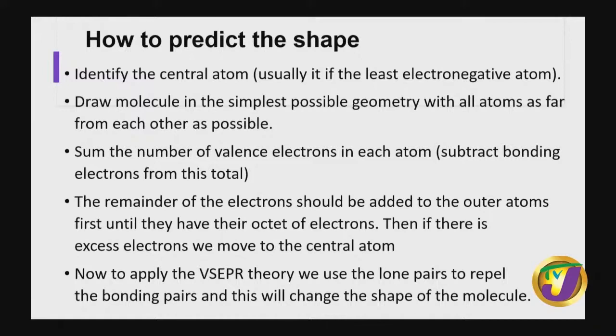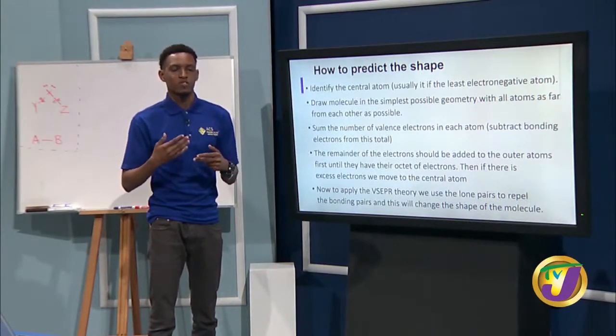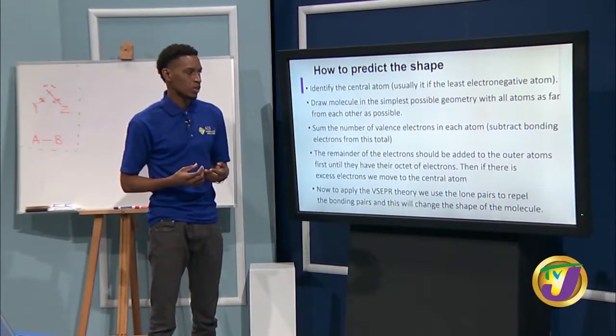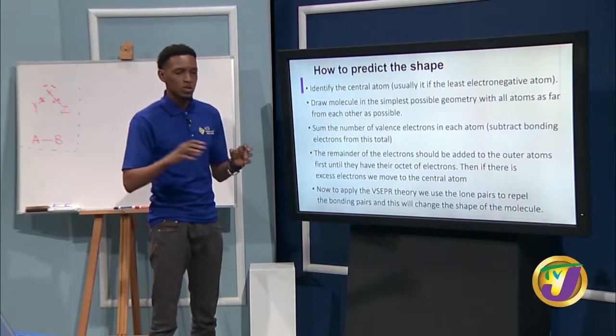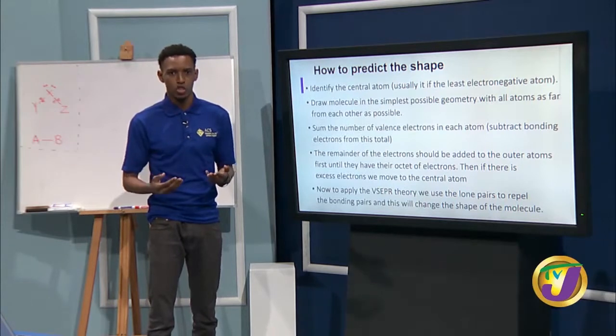The first step says identify the central atom, and the central atom is usually the least electronegative element. The next step says draw the molecule in the simplest possible geometry with all the atoms as far from each other as possible. Now, why did we say this? This is because the bonds in the molecule have electrons in them, and you have to put the electrons as far away from each other as you possibly can. So we draw the molecule in the simplest possible geometry with the outer atoms as far from each other as possible to reduce electron-electron repulsion.